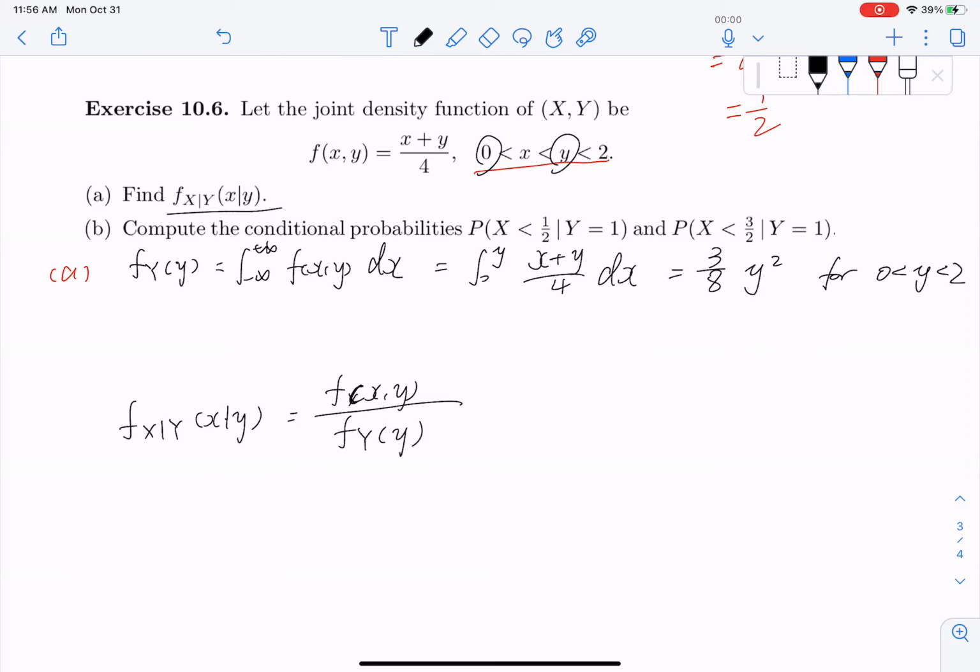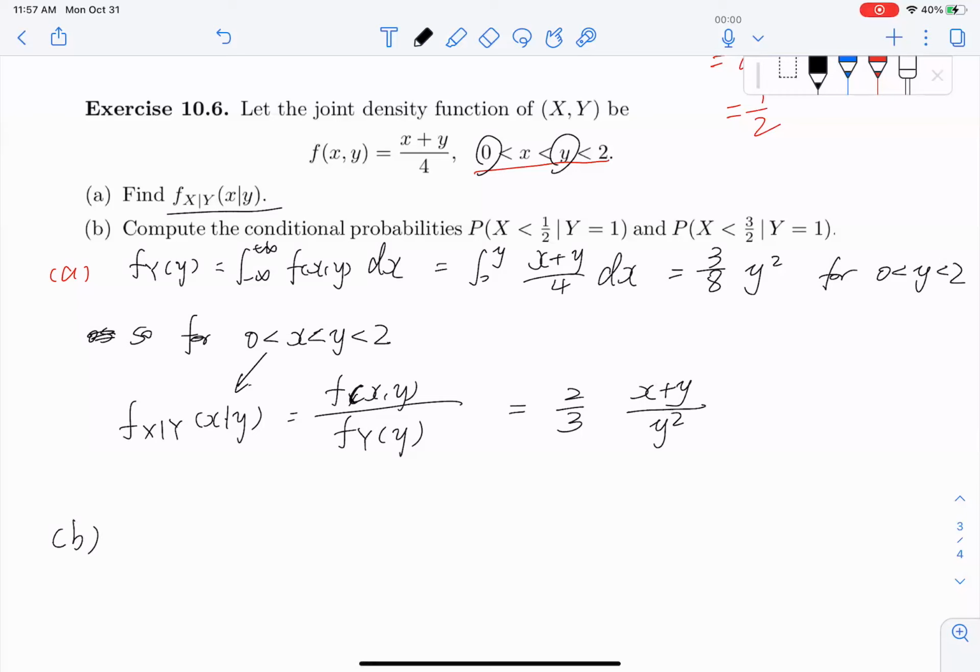Then for X less than Y less than 2, we have this joint function, right? Otherwise it's 0. And the conditional density is 2/3 times (X plus Y) over Y squared. So that's it. We find the marginal distribution for Y, and then we use this conditional density function formula, and that's it.